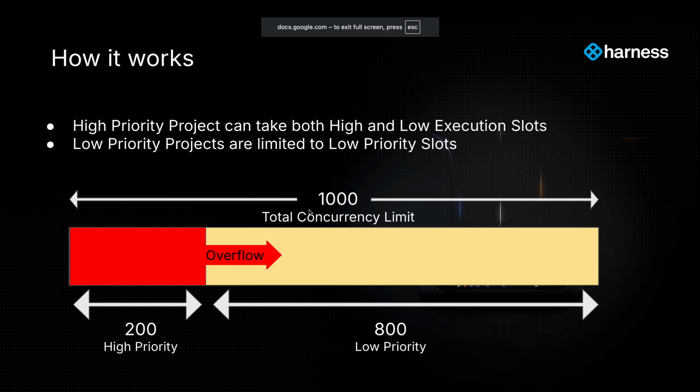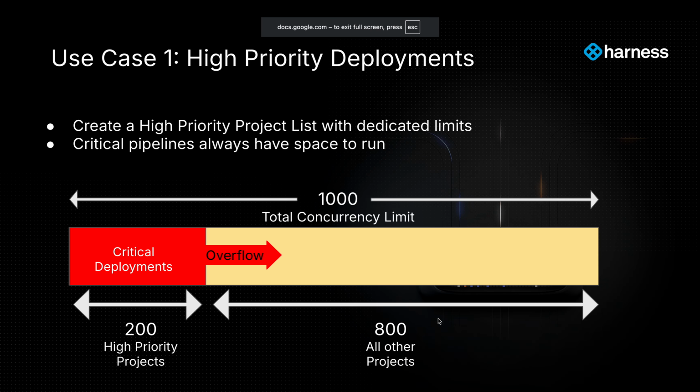So what are the use cases these come in useful in? Let's walk through that. So let's say that one important use case is when you have high priority deployments that need to go to production quickly. So you'd create a high priority project list the way I just explained it, with a limit of say 200. So all the critical deployments come in this bucket, and if there are 200 deployments already running at a high priority and there is space available in the low priority, it overflows and could potentially take up all the available spaces.